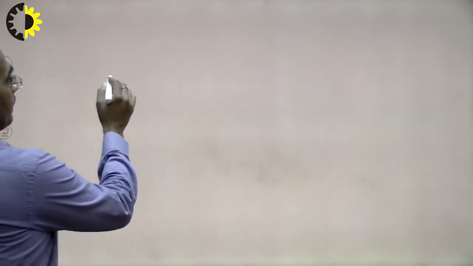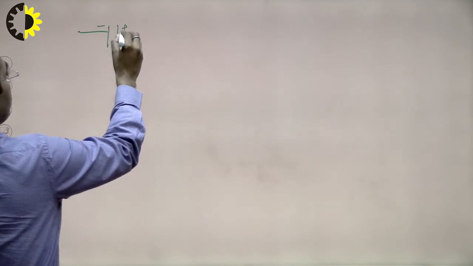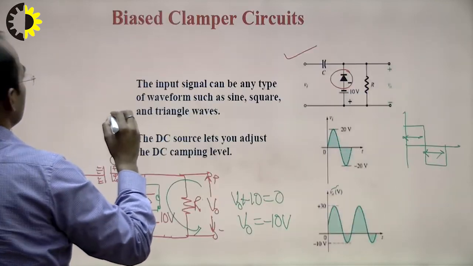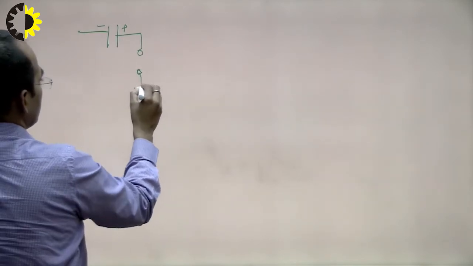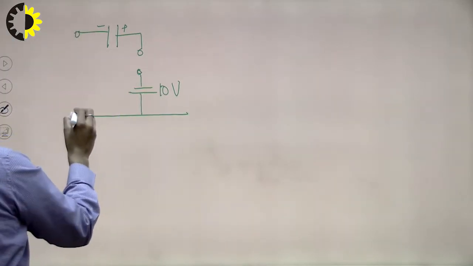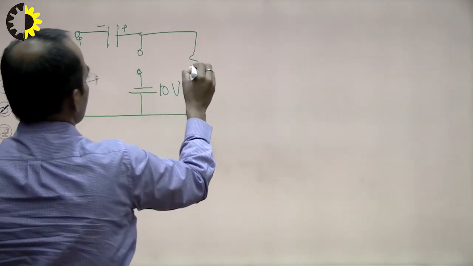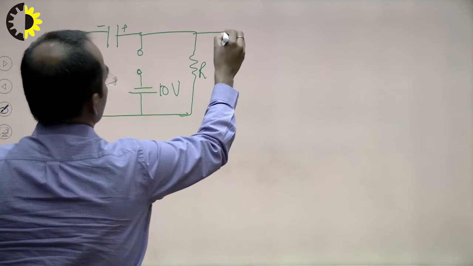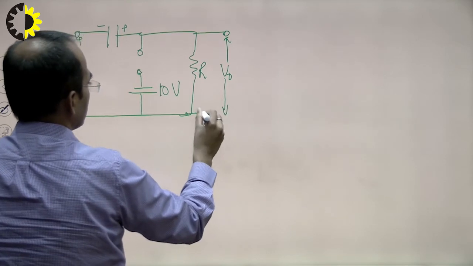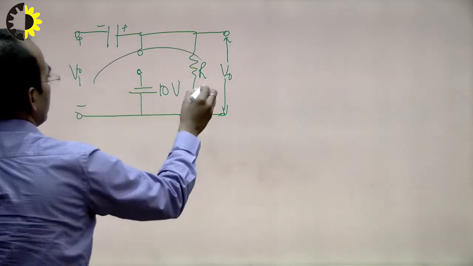So, this is negative, this is positive. When it is open circuited, minus 10. Plus minus Vi, what will be the output voltage? I have to take the output across this. Okay. So, for getting the output, we can apply the KVL across this loop.